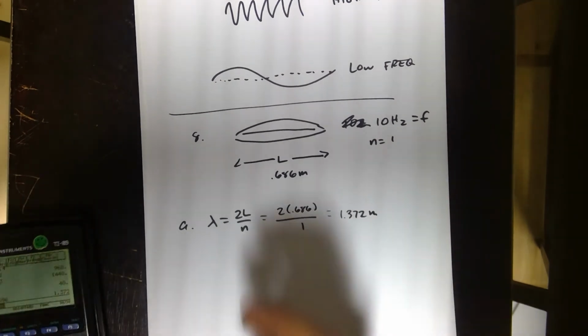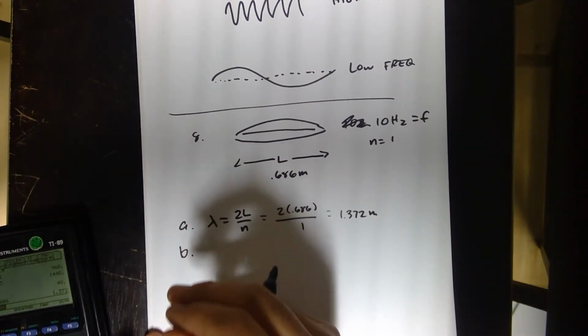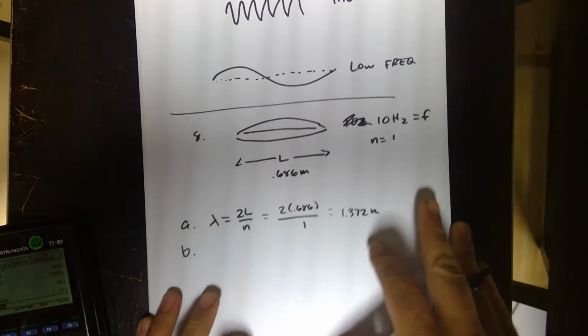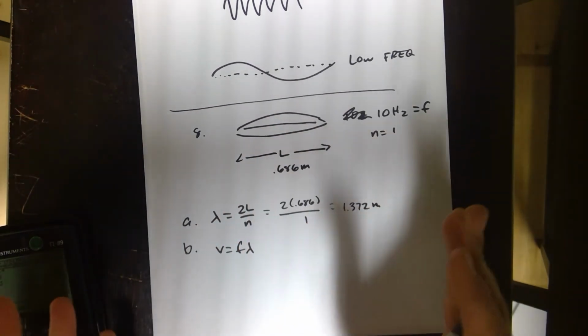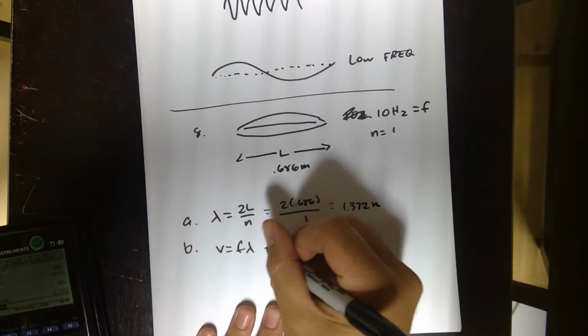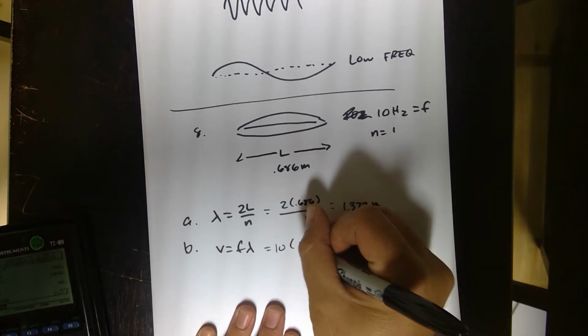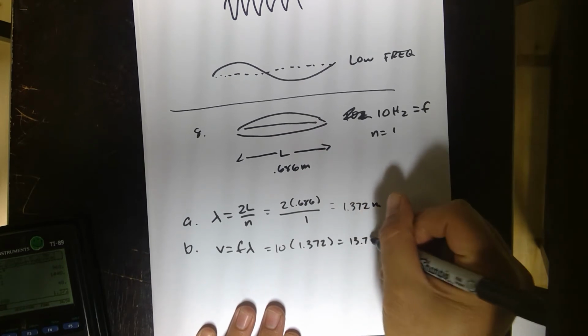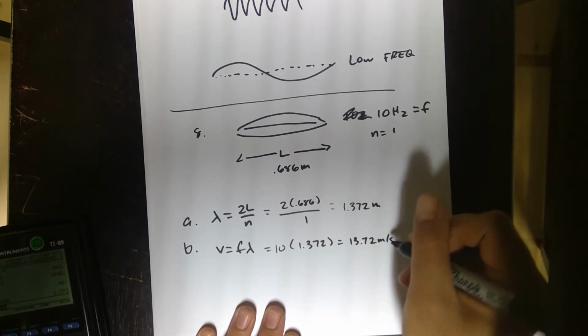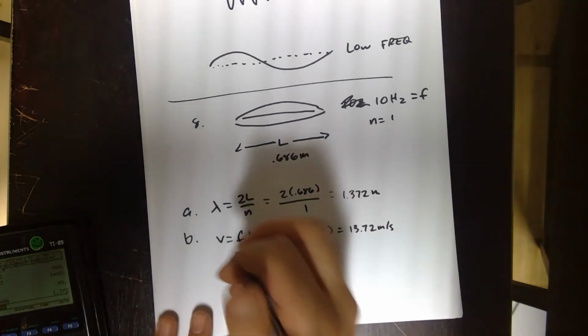So pretty easy problem there. Determine the speed that the wave is traveling at. That's where you want to go into your wave speed equation. We have the frequency, we have the wavelength. The frequency is 10. The wavelength is just what we solved there. So it looks like it's going to be 13.72 meters per second for our wave speed.